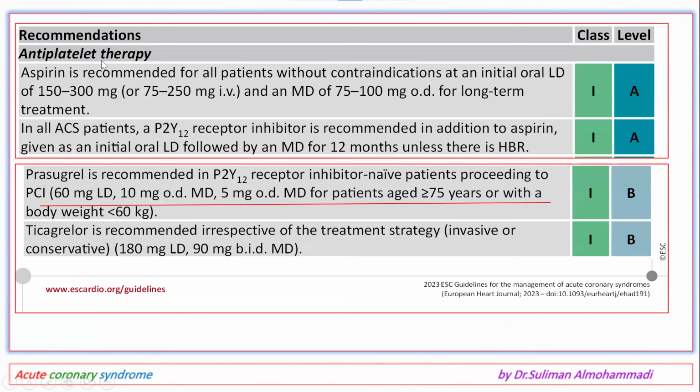So, in the recent update in the European guideline, there are recommendations for all ACS patients. A P2Y12 inhibitor is recommended in addition to aspirin, giving the initial loading dose followed by a maintenance dose for 12 months unless there is high bleeding risk. Prasugrel is recommended in P2Y12 receptor inhibitor naive patients proceeding to PCI, at a 60 milligram loading dose, then 10 milligram maintenance dose, or 5 milligram maintenance dose for a patient who is older than 75 or with body weight lesser than 60 kilograms. Obviously, these patients have a relative contraindication to 10 milligrams, but the new recommendation is to give 5 milligrams for these patients. Ticagrelor is recommended regardless of treatment strategy, invasive or conservative, at a 180 milligram loading dose, then 90 milligram BID as maintenance dose.